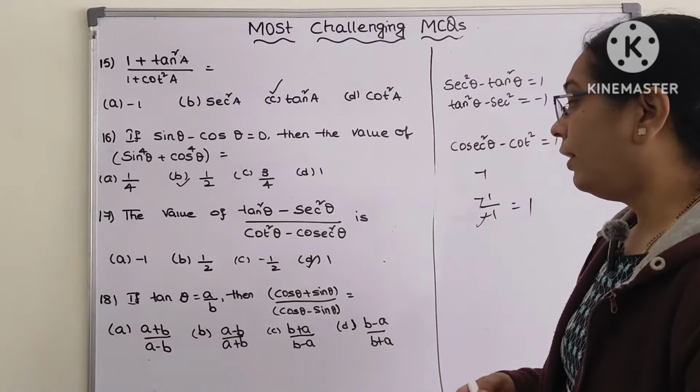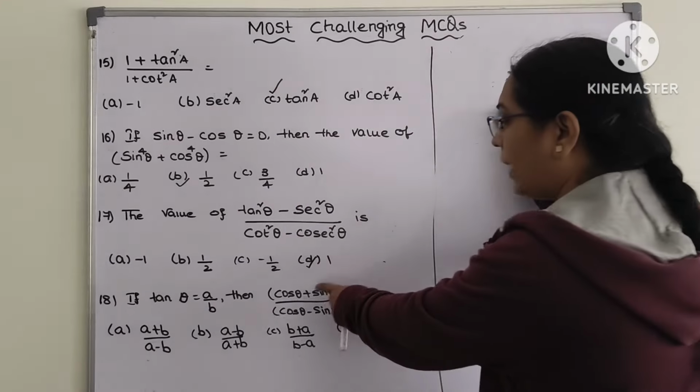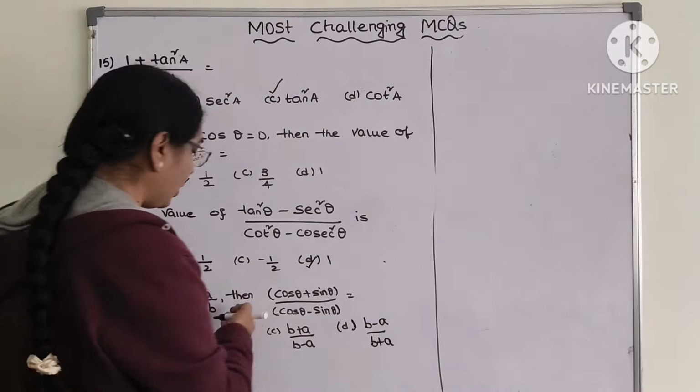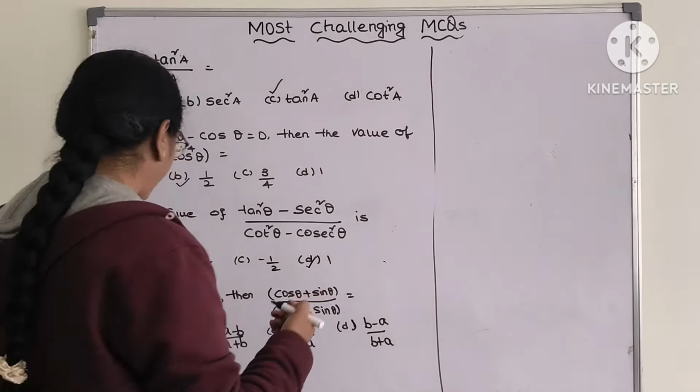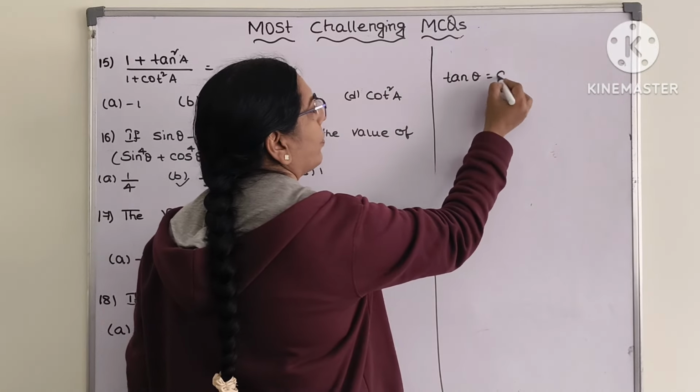Now, this is important. If tan theta is A by B, then find the value of this. I told you in the previous sums also, children. Now, because they are using A and B, I am repeating this question. Tan theta is A by B.